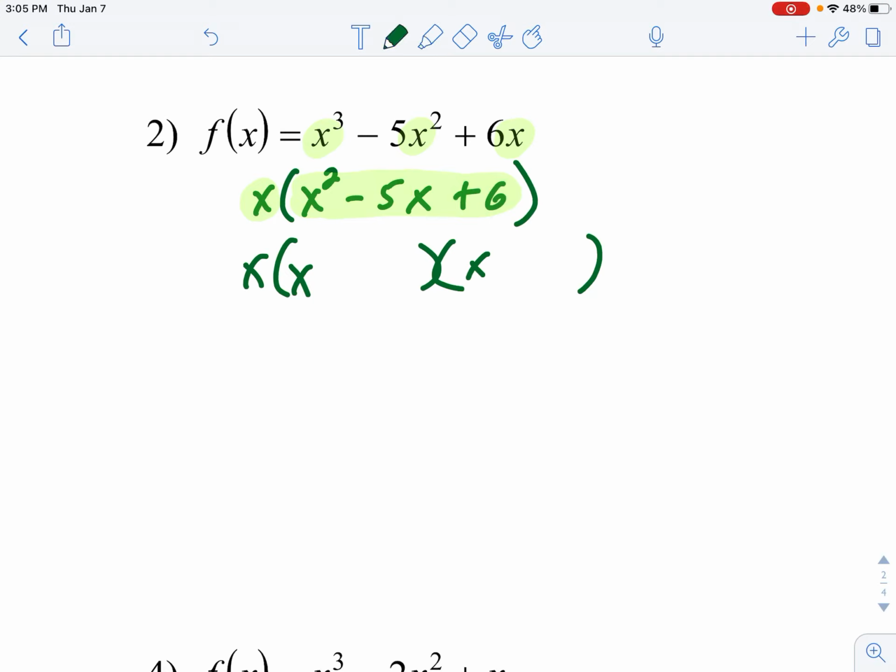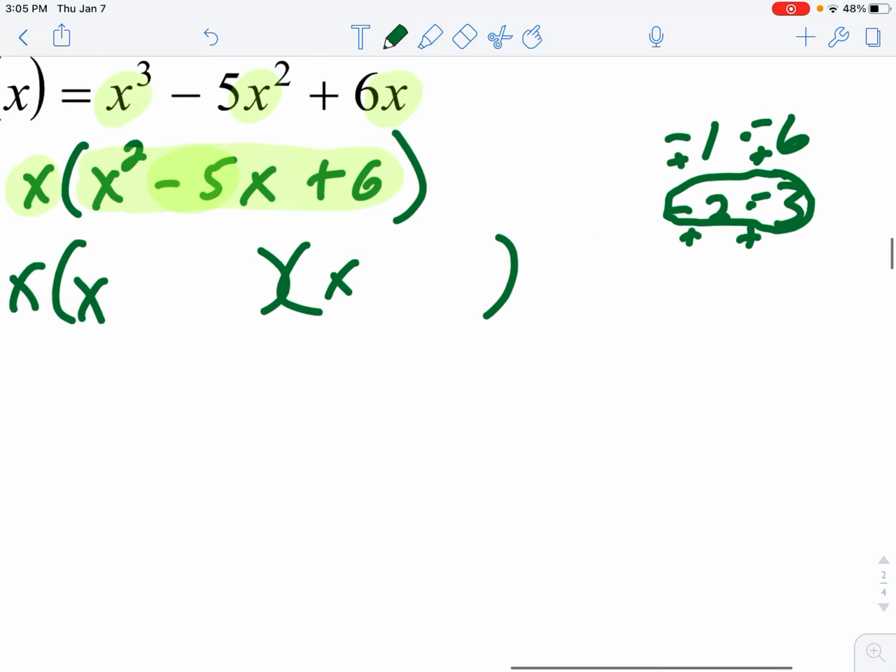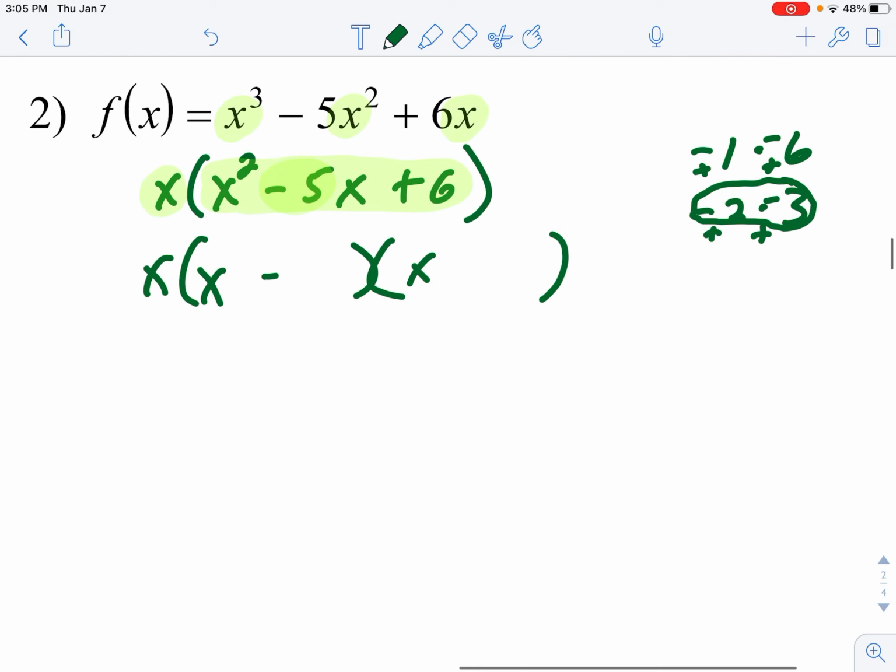I've done it by making a little chart of numbers like 1 times 6 and 2 times 3, and that's all there really is to go on. To multiply to 6, you either need a negative 2 and a negative 3, negative 1, negative 6, positive 1, positive 6, positive 2, positive 3. The only pair of those numbers that'll add up to negative 5 is negative 2 and negative 3. If you can read that, it's kind of cluttered together there, but negative 2 and negative 3.